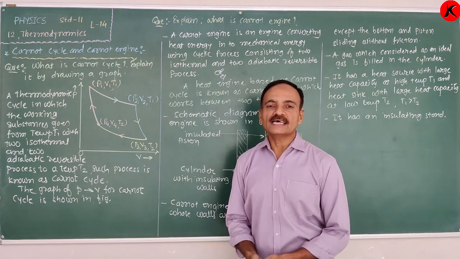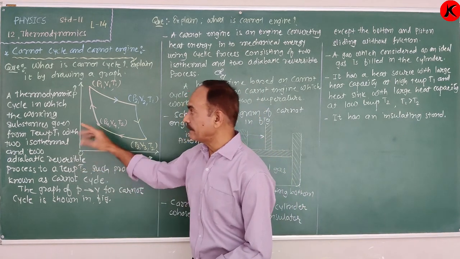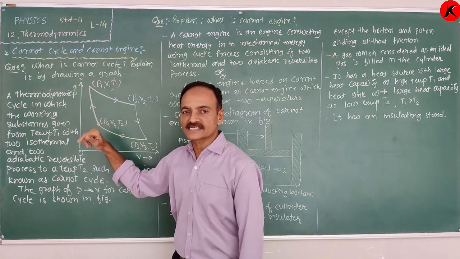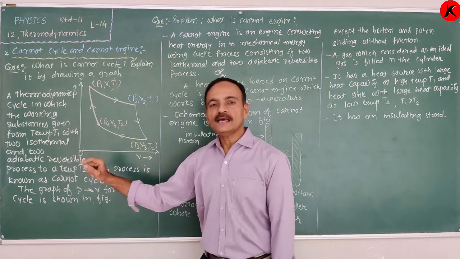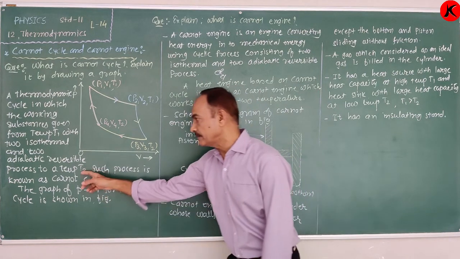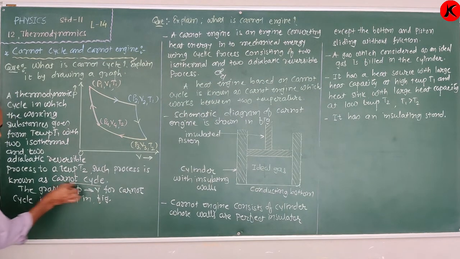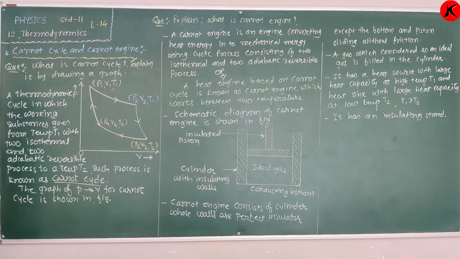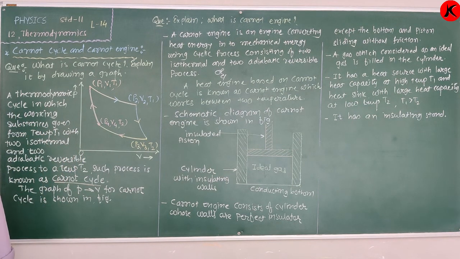Again, we repeat the definition of the Carnot cycle: a thermodynamic cycle in which the working substance goes from temperature T1 to temperature T2 with two isothermal and two adiabatic reversible processes. Such a process is known as the Carnot cycle. It means that in the Carnot cycle, two isothermal and two adiabatic reversible processes occur.